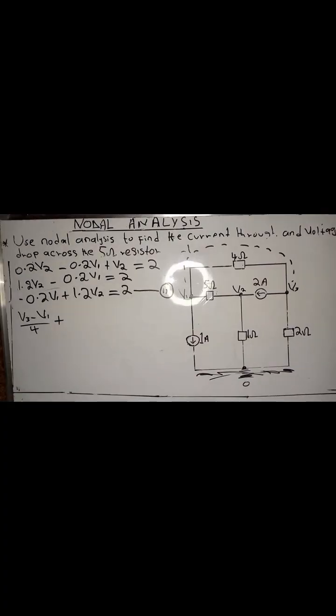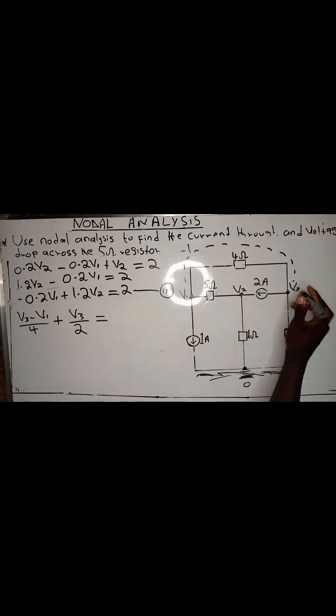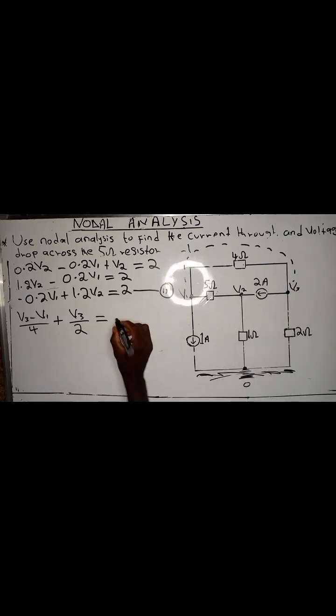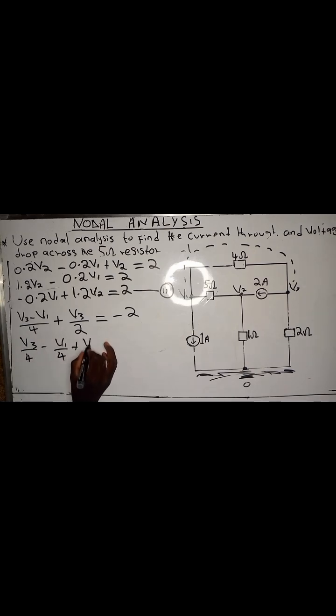So V3 minus 0 is the same thing as V3 over the resistance, which is 2, and it equals to the current. There is a current here and it is going away, so it will become negative 2. So V3 over 4 minus V1 over 4 plus V3 over 2 equals minus 2. Therefore 1 over 4 gives 0.25 V3.